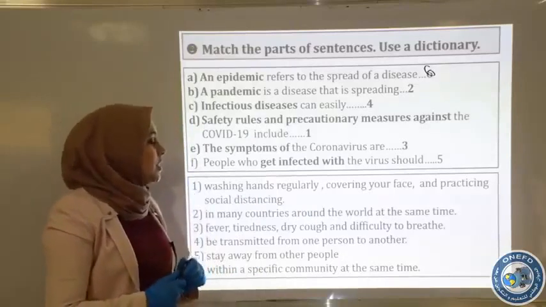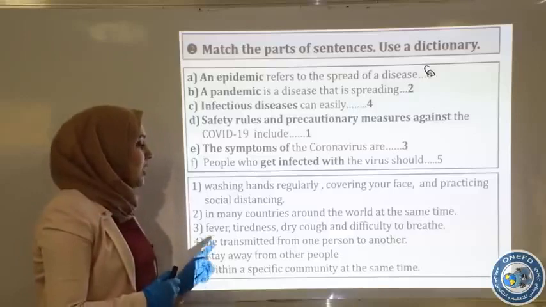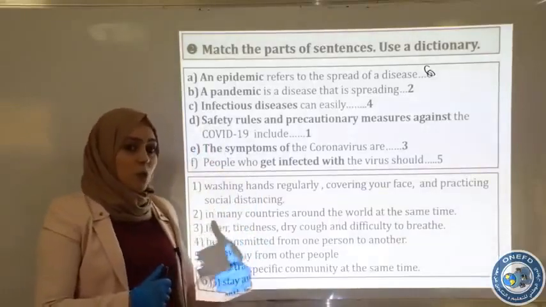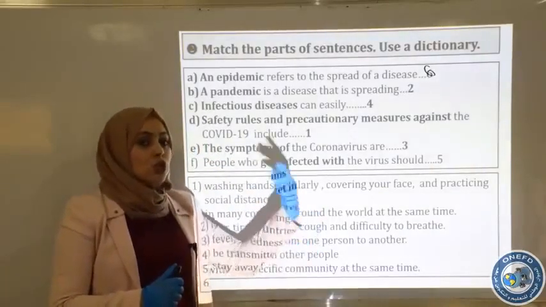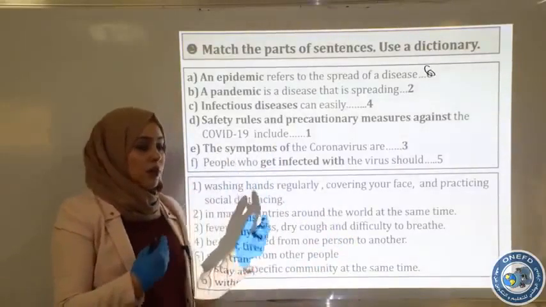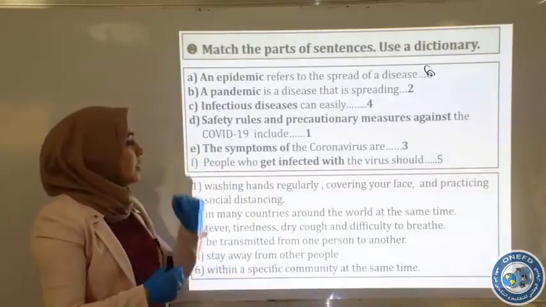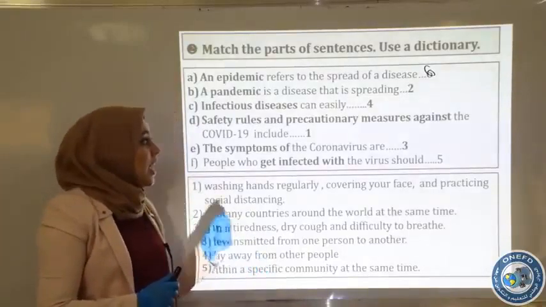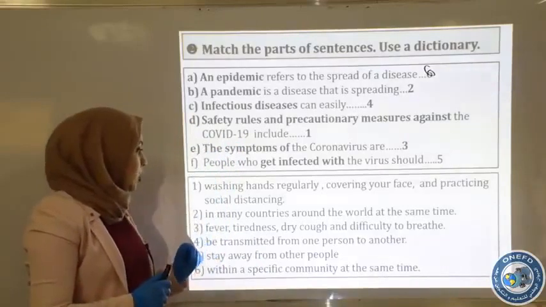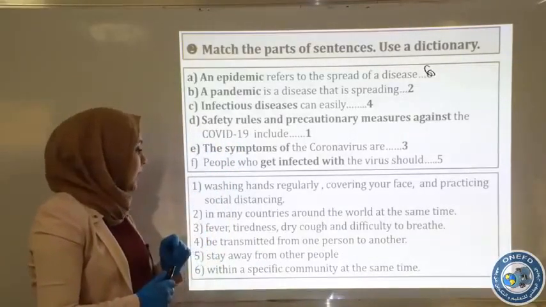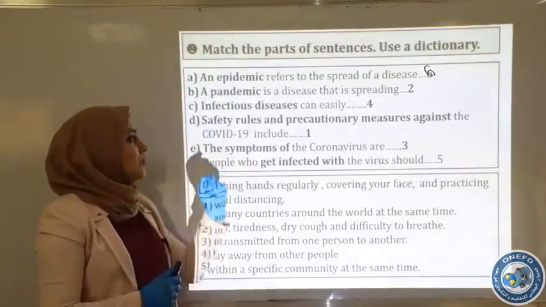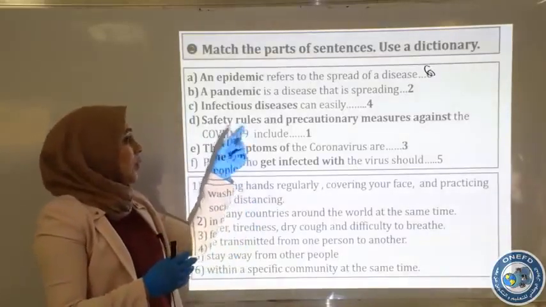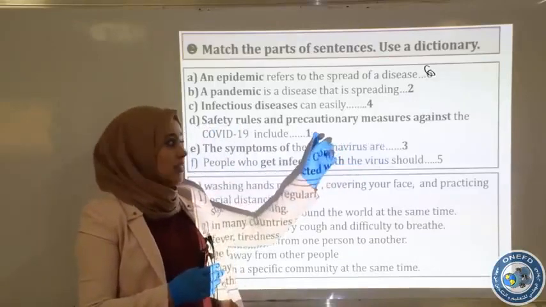We have infectious diseases can easily, it goes with number 4, be transmitted from one person to another. So this is an infectious disease. It passes from one person to another. For example, when you touch someone or there is contact with another person, you may get an infectious disease. Then we have safety rules and precautionary measures against the COVID-19 include washing hands regularly, covering your face, and practicing social distancing. So here we have safety rules and precautionary measures. We can say, for example, in Arabic, قواعد السلامة and إجراءات الاحترازية.